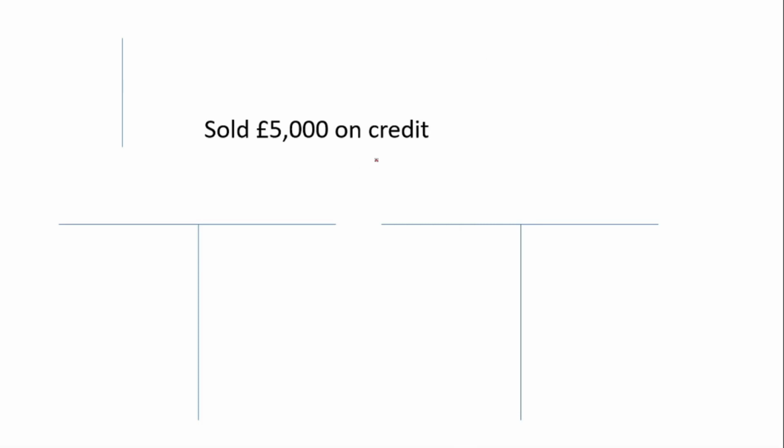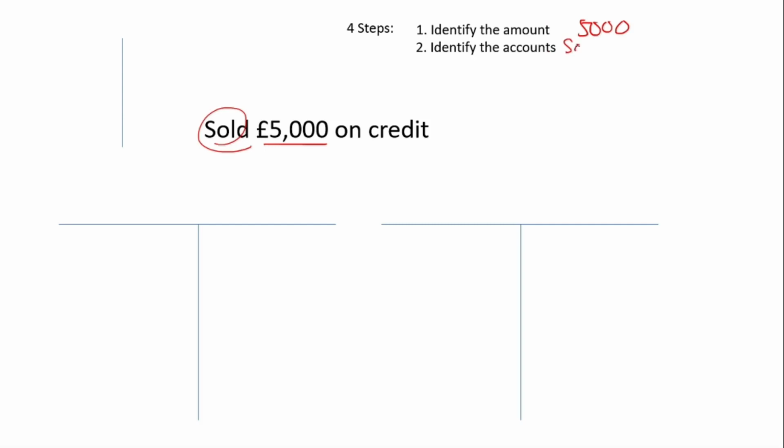Next, they've sold £5,000 on credit. So using the 4 steps. Step 1 is to identify the amount. It's £5,000. I'm going to write that down here. Step 2 is to identify the accounts. Well, they sold on credit, so it's to do with sales.